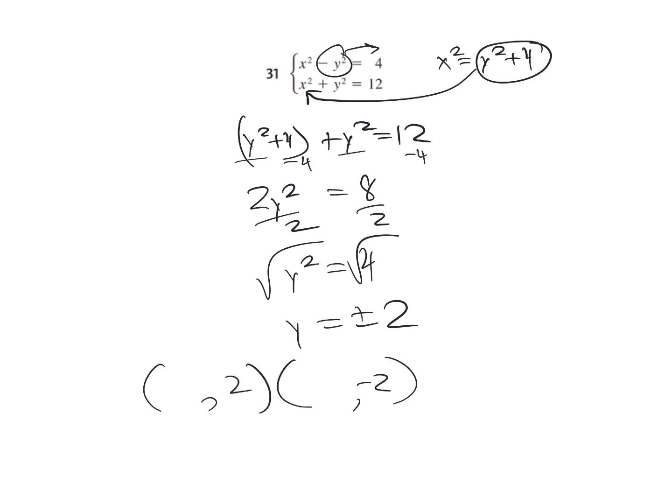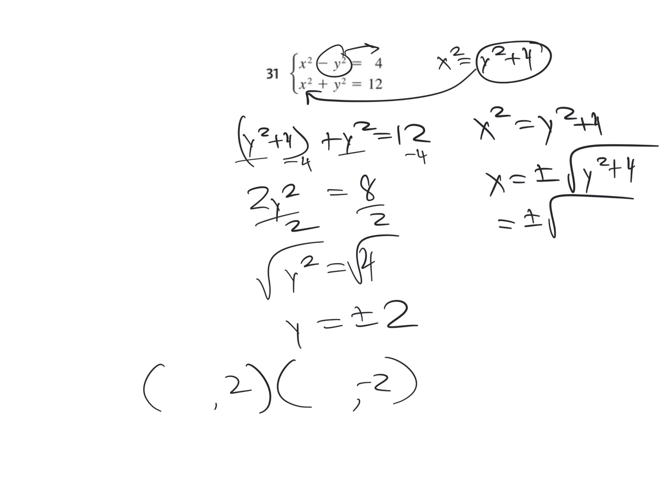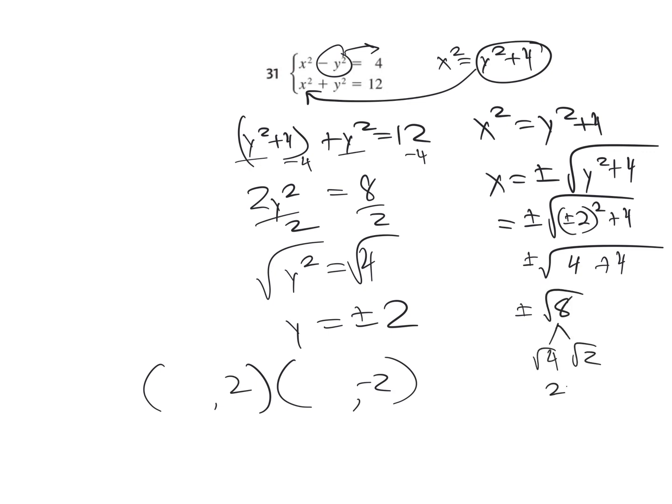Again, that's what we have for our possible answers. Now what do we get for x? So x squared is equal to y squared plus 4. So x is equal to plus or minus the square root of y squared plus 4. So y is positive or negative 2, so anytime you square that, it doesn't matter. So we're doing both at the same time. So either way, that's still positive 4 plus 4, which is square root of 8. And that's 2 square root of 2, and it's plus or minus.